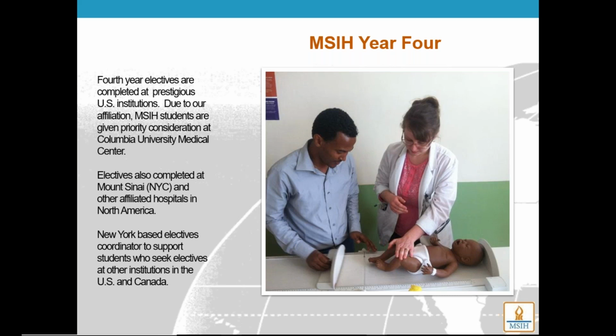4th year students complete about 5 one-month elective rotations. Doing the 4th year electives in the States is key in terms of residency placement. And it also allows our students to be in the States logistically while they're going on their residency interviews. But really completing these elective rotations at such prestigious medical centers in the US speaks to both the caliber of our program and the caliber of our students.